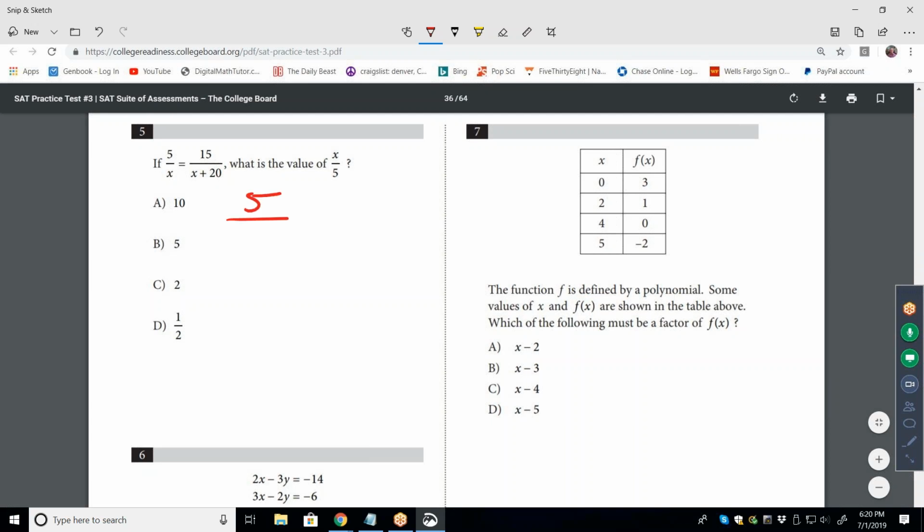Okay, so if 5 over x equals 15 over x plus 20, what's the first thing I do when I try to solve an equation? Get rid of what? Okay, I got two denominators. What can I do? Okay, give me the next line.